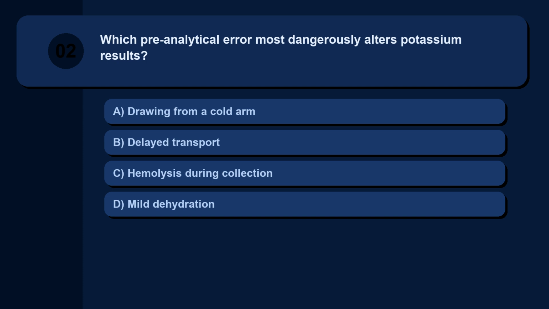Hemolysis ruptures red blood cells, releasing intracellular potassium into plasma. This falsely elevates potassium and can mimic hyperkalemia, leading to inappropriate emergency treatment.